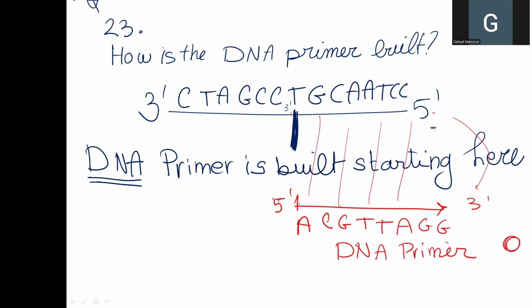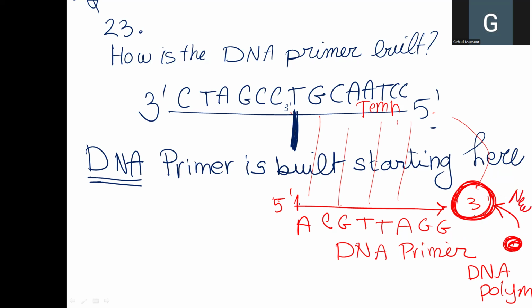And now when the DNA polymerase comes to start building its new strand on top of this template strand of DNA, it will start here. And this is a suitable starting point for DNA polymerase because it can only bind new nucleotides to a free 3' end, or an end where we have a free hydroxyl group.